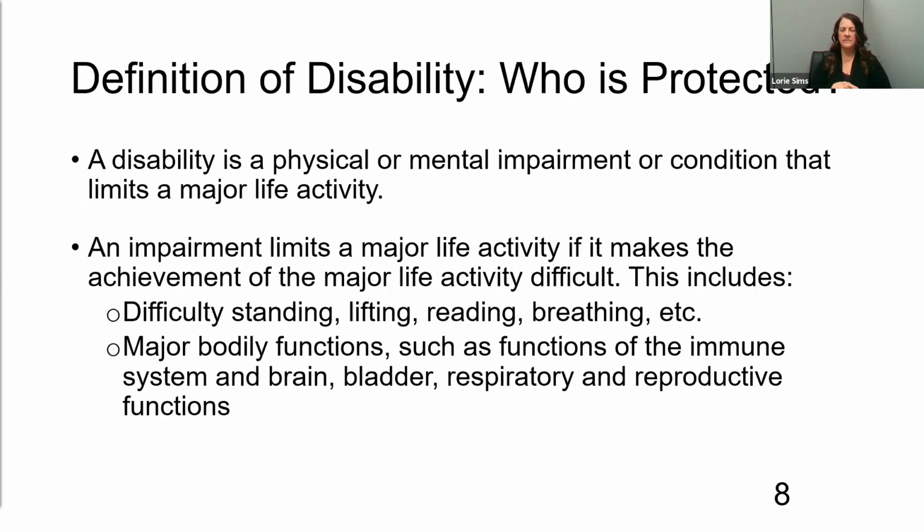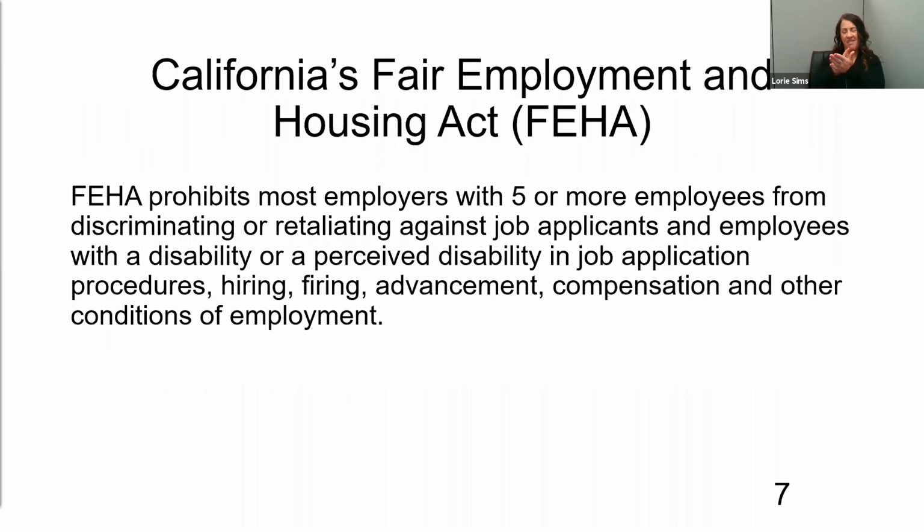California state law is the Fair Employment and Housing Act, or FEHA, which is the state equivalent to Title I of the Americans with Disabilities Act. It's very similar to Title I of the ADA. It prohibits disability-based discrimination in all stages of the job process, from job application to hiring, firing, advancement, compensation, and other conditions of employment, all the way through termination. That's the same as the ADA.